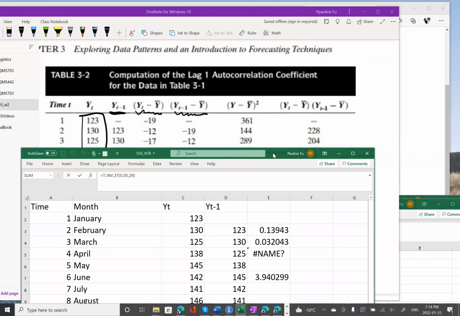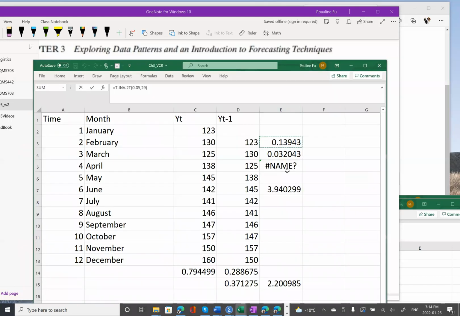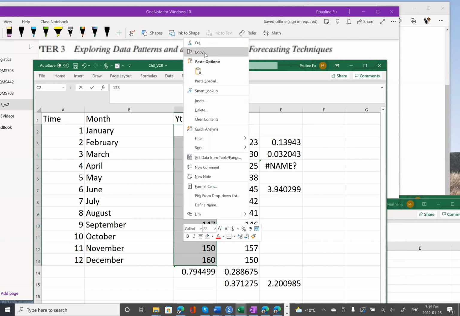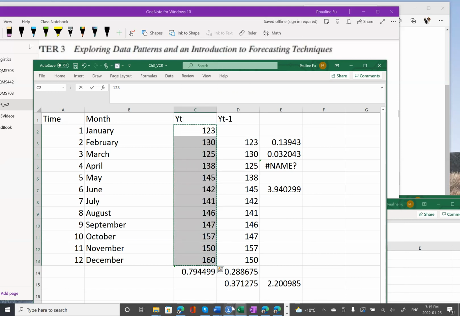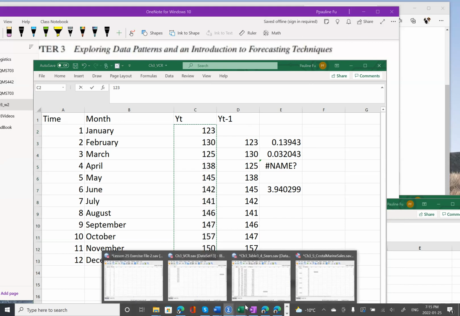So this is the original data I have here. I'm going to delete all the other data here. Oops. So this is my yt original data. And then if you copy this data into SPSS, you will get the autocorrelation. This is the procedure I'm going to show you. So I just select this data, right click, copy, and then I open SPSS.